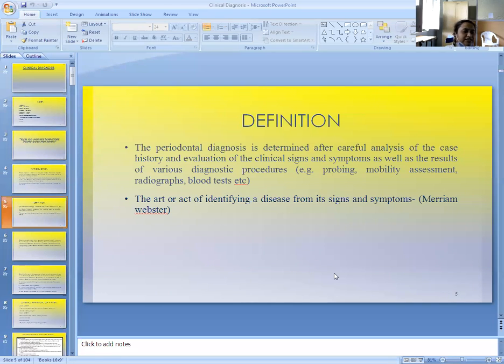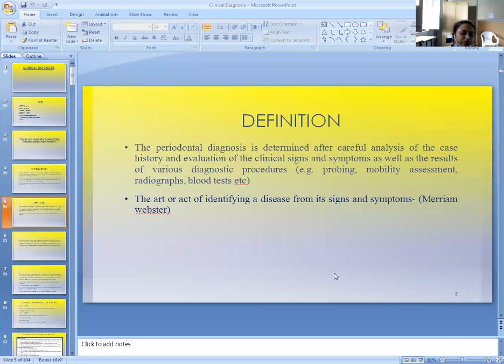We categorize the clinical signs and symptoms collectively, meaning similar findings are categorized together, and we give some terminology to that particular group of findings. Based on that, we write our diagnosis for that case. You evaluate the clinical findings in that case and you write a particular diagnosis. So the part important for writing your diagnosis is the classification of periodontal disease.